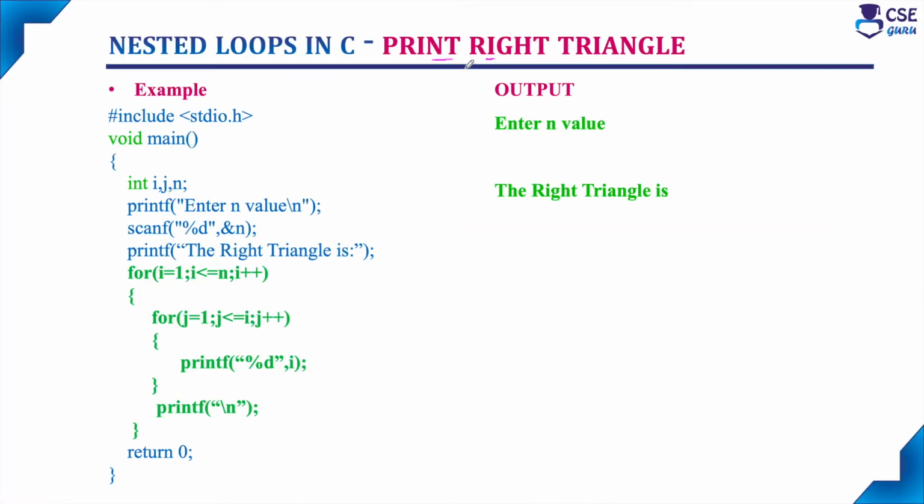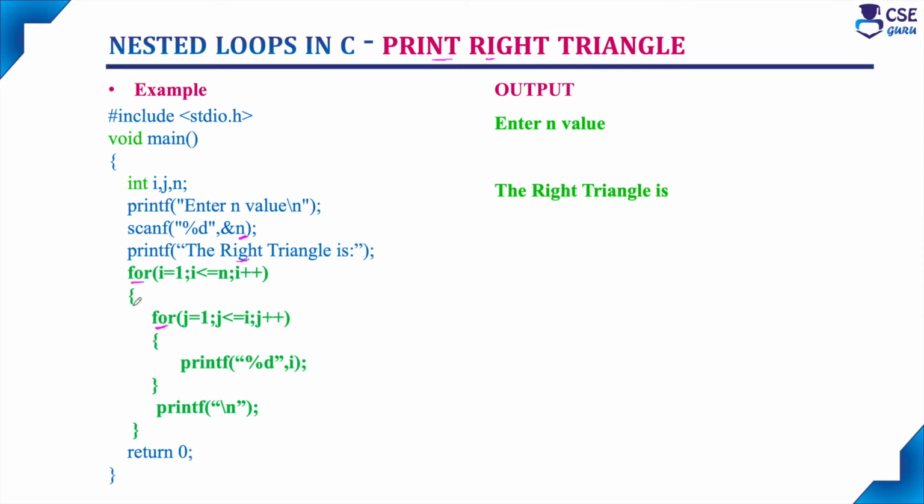The example is to print a pattern like a right triangle. Here we need to enter the n value first, then the right triangle is printed. To print the right triangle, we have used a nested for loop. This for loop is the outer for loop and this for loop is the inner for loop.